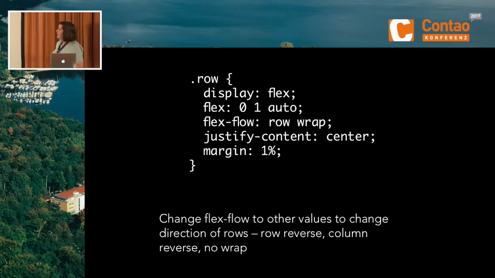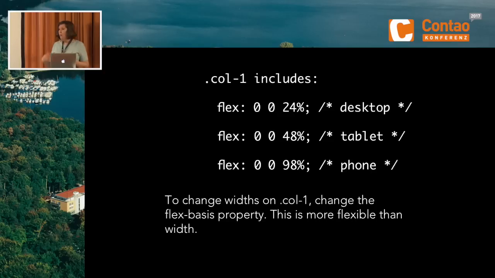And this is what the code might look like for that row. You can change the directions of the rows, you can reverse things on the rows, and so forth. If we want to change size, we work with what's called the flex basis property. So instead of saying width, we use flex basis. Width is an absolute number. So if your screen is this big and I say 25%, if your screen is this big and I say 25%, it's always the same amount, right?